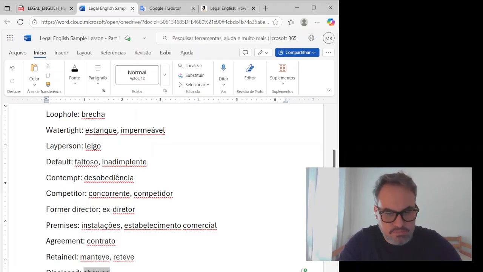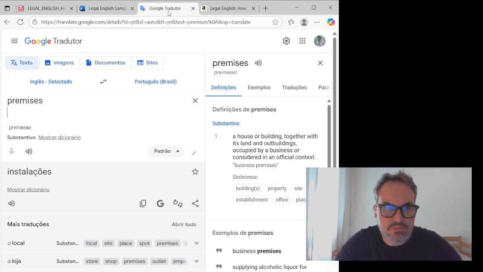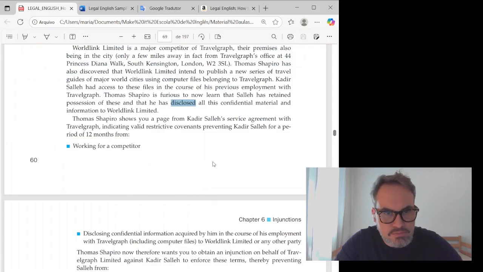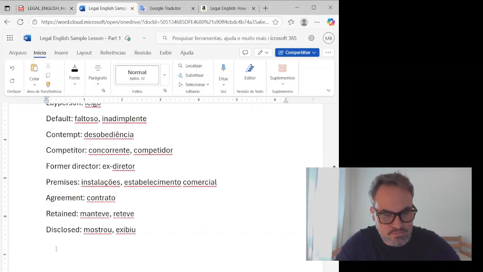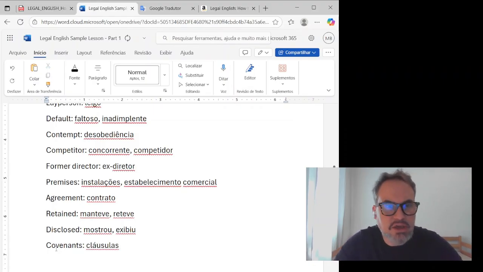Let's say it in Portuguese. Mostrou. Exibiu. All this confidential material, information to WorldLink. Okay. Service agreement indicating valid restrictive covenants. Covenants are cláusulas. Cláusulas contratuais, okay?